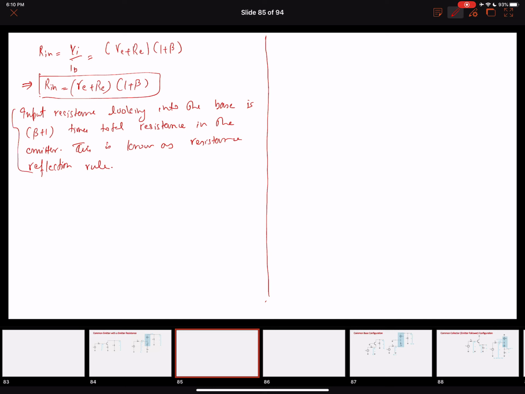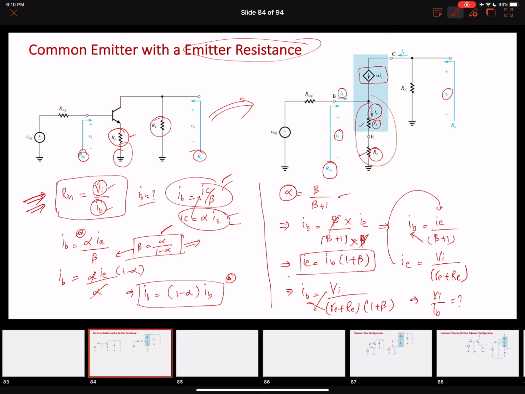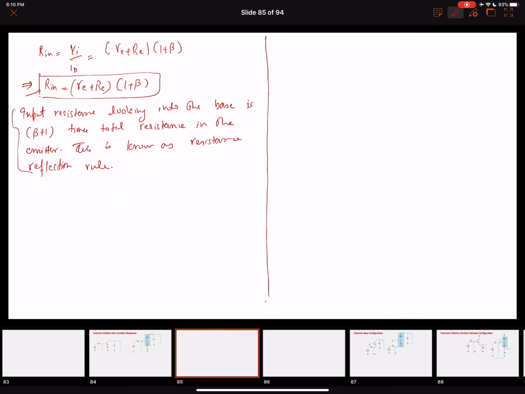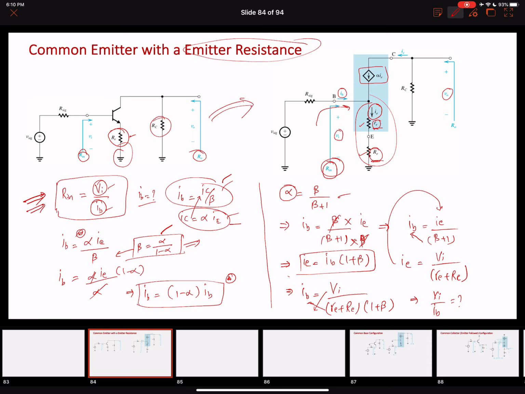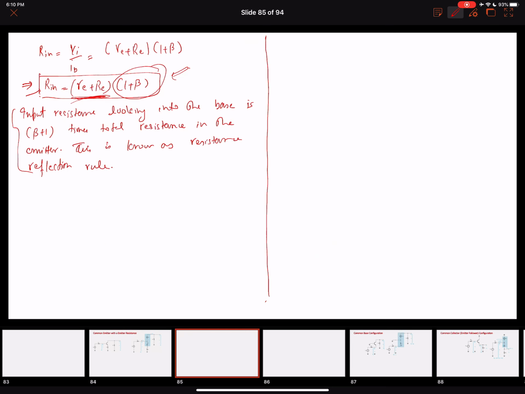This means that if you look closely, your Rin is the resistance looking into the base. So our resistance looking into the base equals 1 plus beta times the total resistance appearing in the emitter branch, right? You have a small re plus capital RE. So this phenomenon is called the resistance reflection rule. Okay, so we ended up finding the value of the input resistance. Actually, this took a lot of time. Now I think our life is going to be slightly simpler.